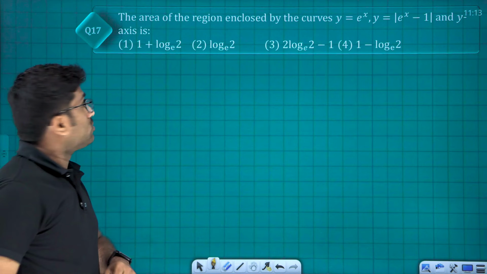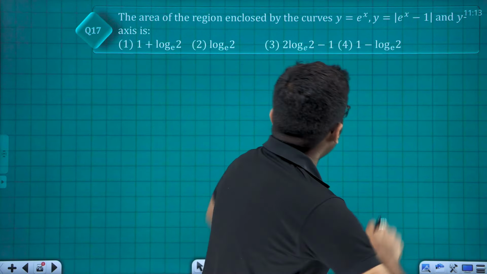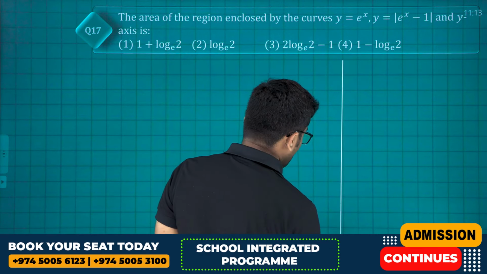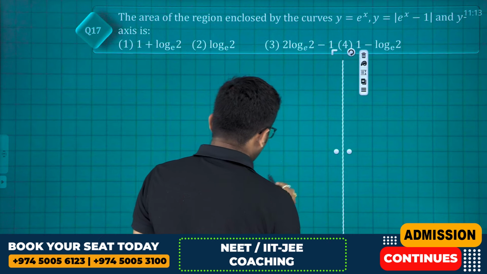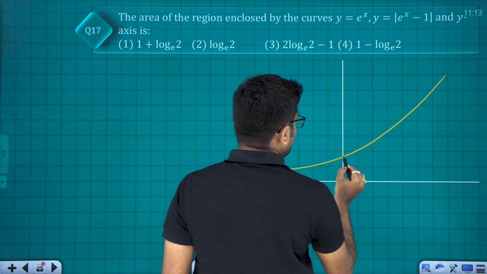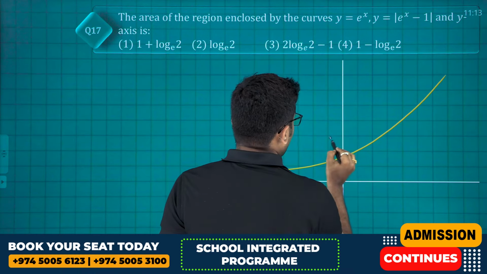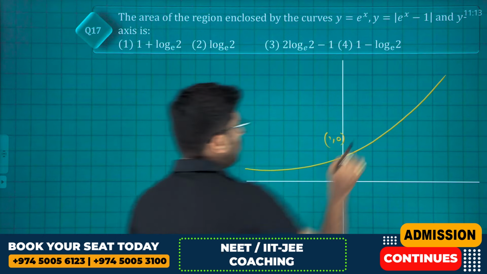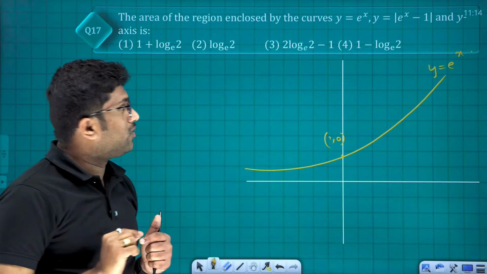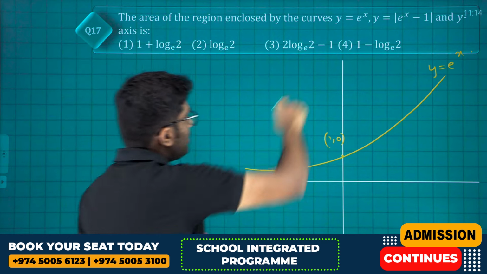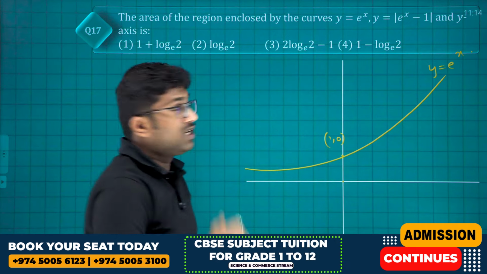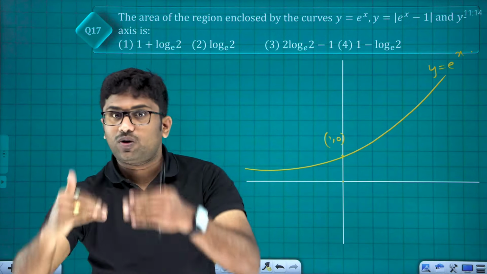Next question. In this question, the area of the region enclosed by the curves y is equal to e power x, and first try to plot these 2 curves, friends. We know the y is equal to e power x curve. So y is equal to e power x will be like this. At x equals 0, it will be the point 0, 1. This is our curve y is equal to e power x, friends. Now y is equal to mod of e power x minus 1. At x equals 0, it is 0, e power 0 minus 1. Now for x greater than 0, it is e power x minus 1. That is the e power x graph shifted 1 unit downwards.